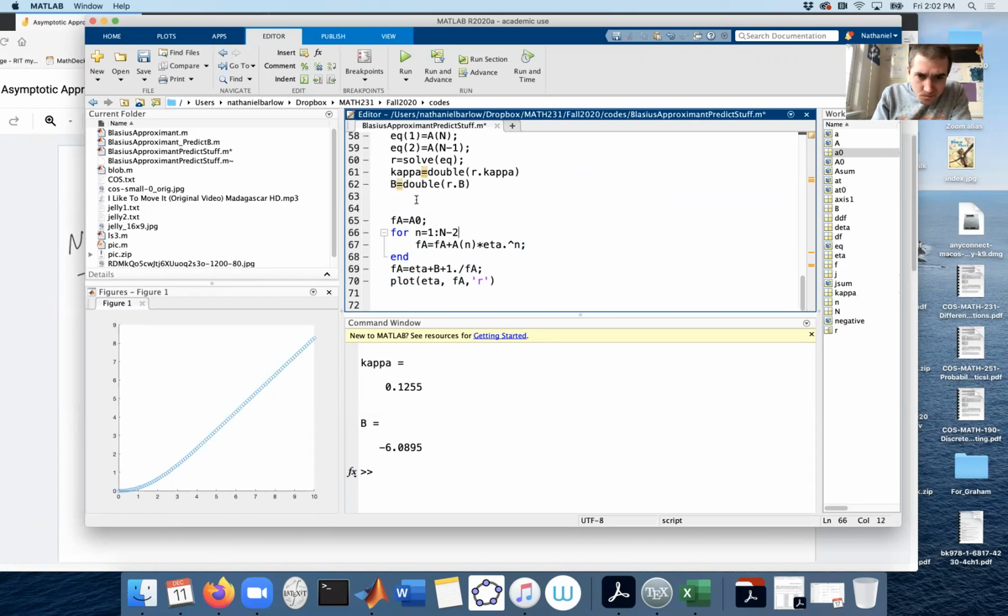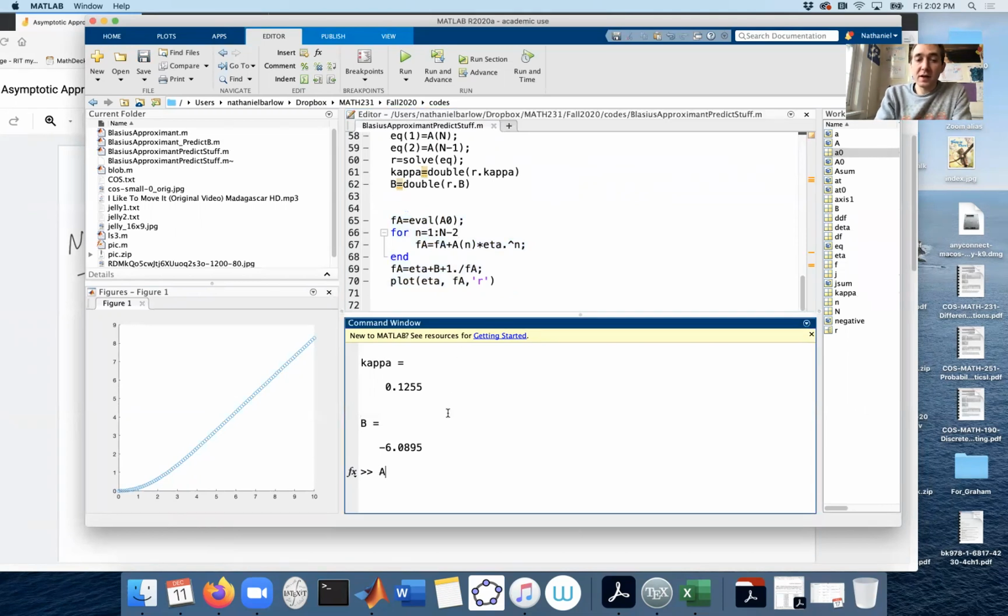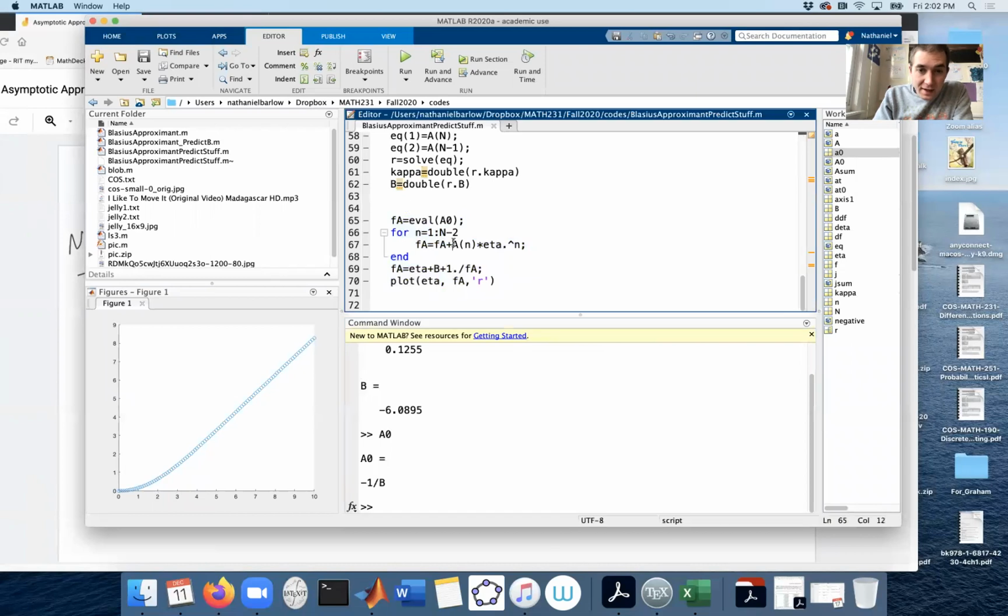Also, a sub 0 is a function of b. So we're going to say, for instance, if I type a sub 0, look, it's negative 1 over b, like we said before. We want it to be negative 1 over negative 6.0895. So the eval does that. It says we know what b is, plug in b for that. Same thing for all the a's. So we'll put a b eval there.